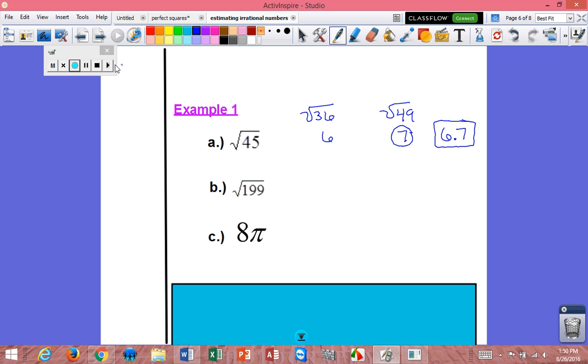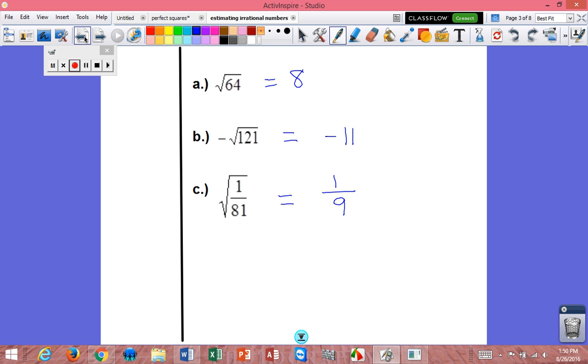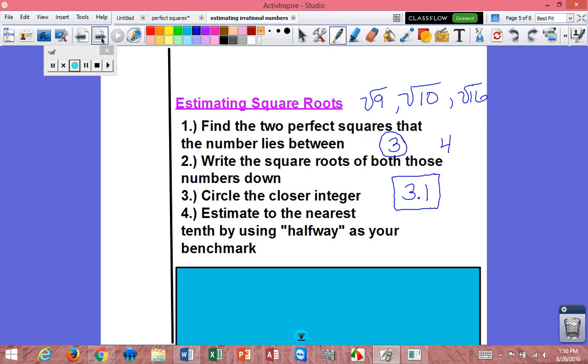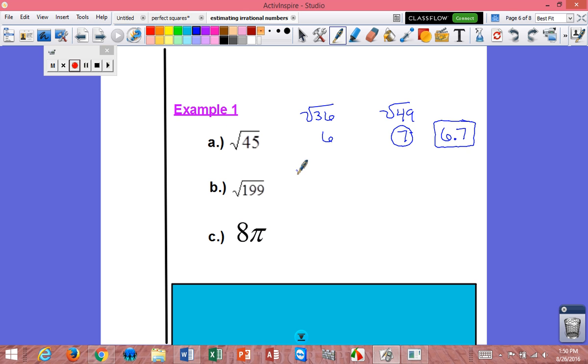All right, letter B, we have the square root of 199. So again, let's go back to our perfect squares chart. All right, 199 is going to fall between 196 and 225. So I'm going to write down those numbers. Now the square root of 196 is 14, and the square root of 225 is 15.